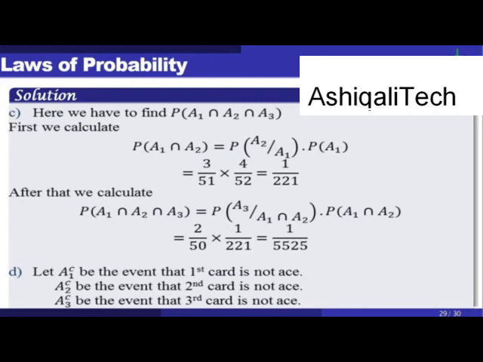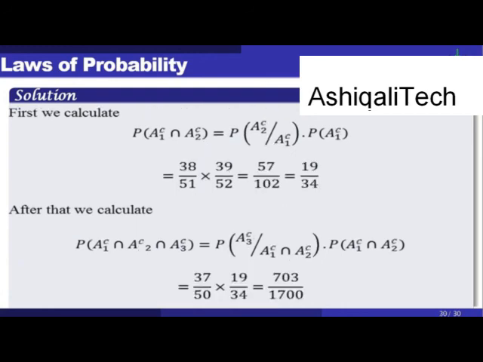Dear students, for the last part, let us denote A1 complement be the event that the first card is not ace, A2 complement be the event that the second card is not ace, and A3 complement be the event that the third card is not ace. Then first we calculate probability of A1 complement intersection A2 complement, and it is given by probability of A2 complement given A1 complement times probability of A1 complement. Now the first probability is 38 over 51 and the second probability is 39 over 52. Therefore we get 57 over 102, that is 19 over 34.